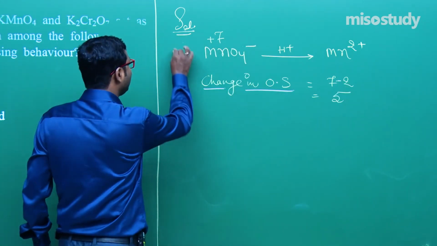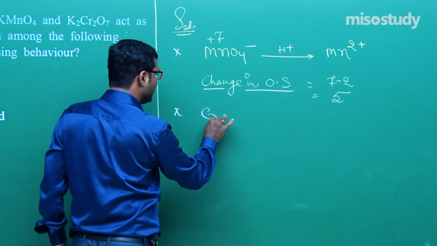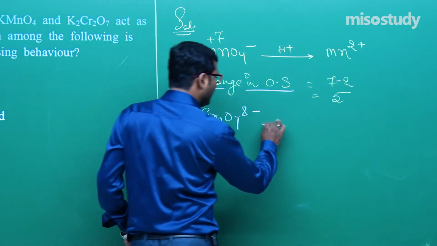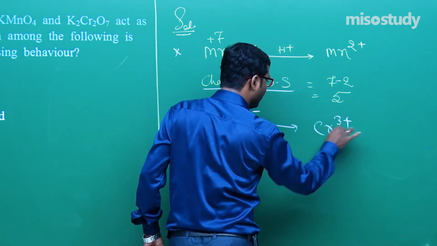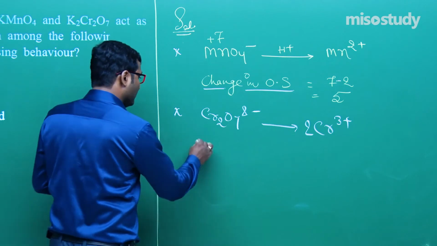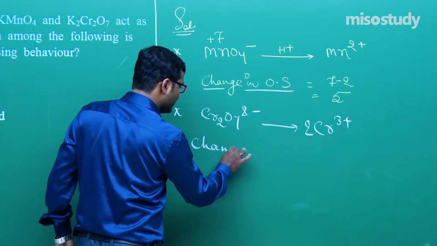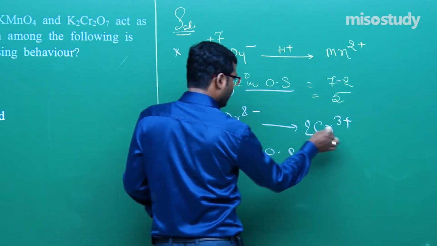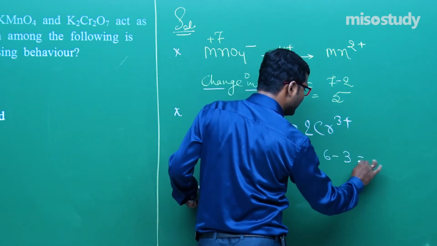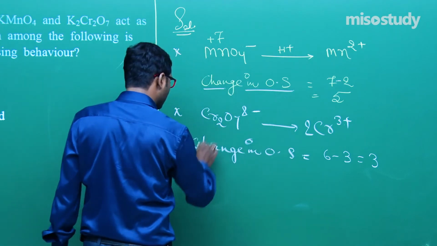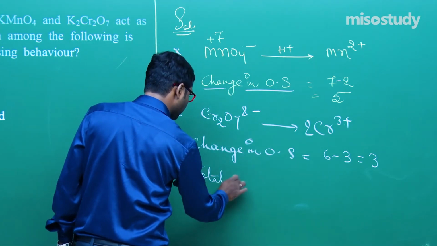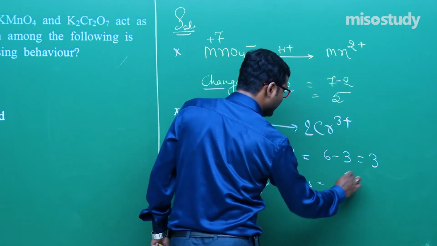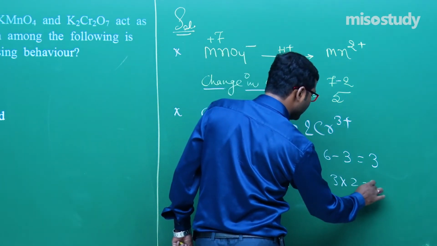Clear to you? That is, in case of Cr2O7 2 minus, what will happen? It gives you 2 Cr3 plus. Now the change in oxidation state per chromium atom is 6 minus 3, that is 3. Clear? Total change in oxidation state, what is it? That is 2 times 3, which is equal to 6.